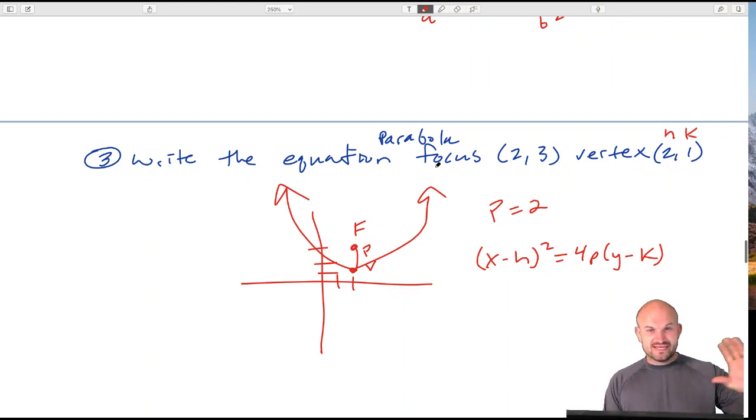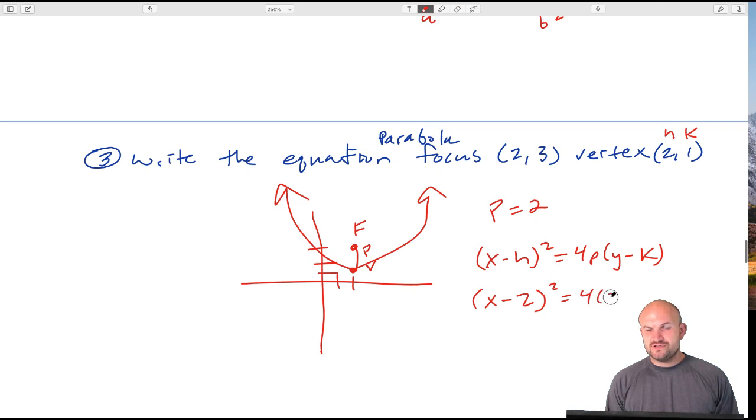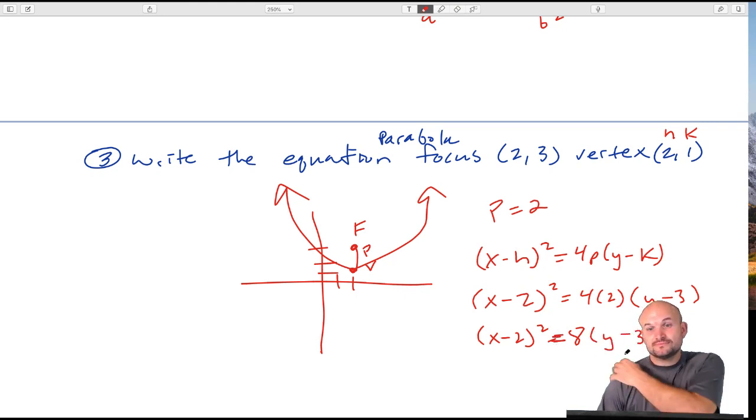Now I found the p again by graphing the vertex and the focus. So now I just plug everything in. So I have (x − 2)² equals 4 times 2, that's my p, times (y − 3). And therefore this gives me (x − 2)² is equal to 8 times (y − 3). And there you go.